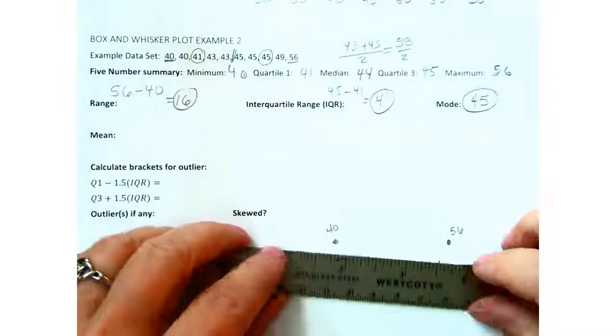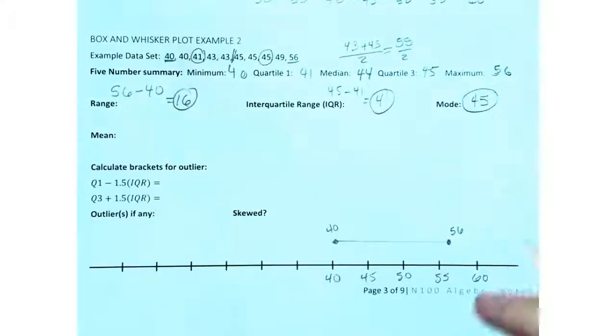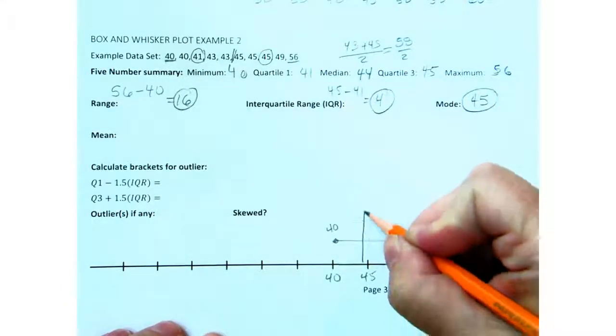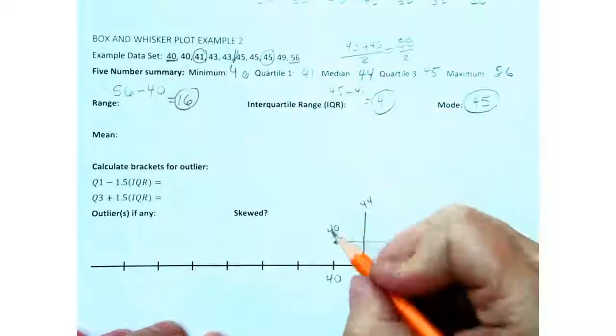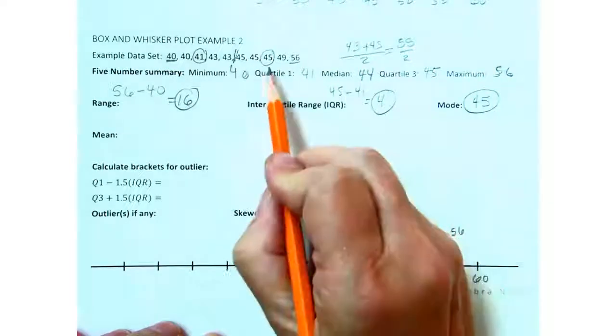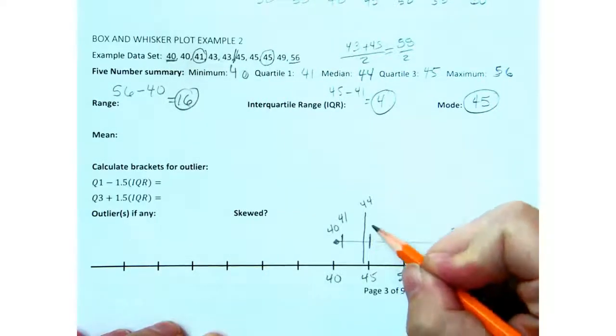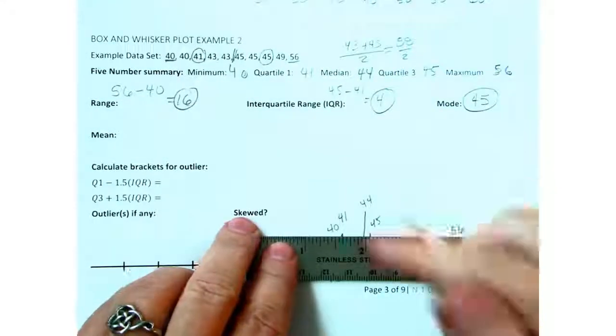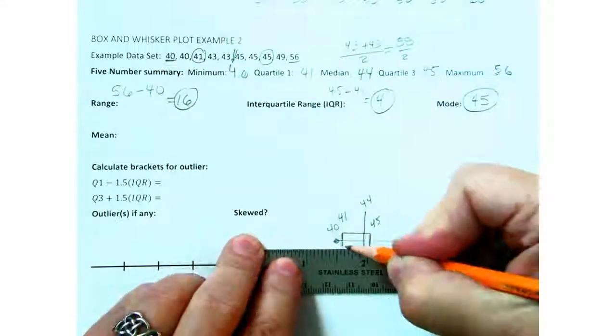Connect the two dots with a light line. Mark the median with a long vertical line at 44 and label it. Mark quartile 1 with a short vertical line at 41 and label it. Mark quartile 3 with a short vertical line at 45 and label it. Connect the short vertical lines to make the box.